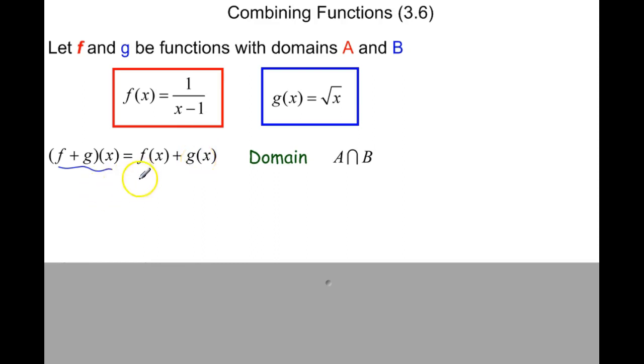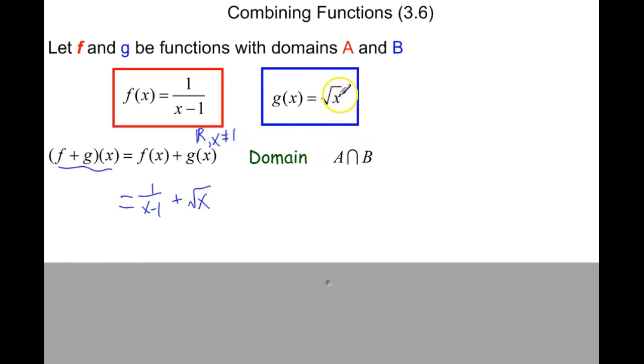So to add the functions, you would just say this is equal to 1 over x minus 1 plus square root of x. And I've added them. The only thing that's a little bit tricky is the domain. So the domain of this guy would be all reals, except x cannot equal 1.